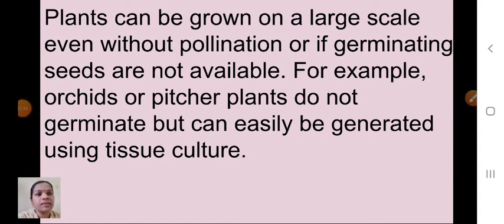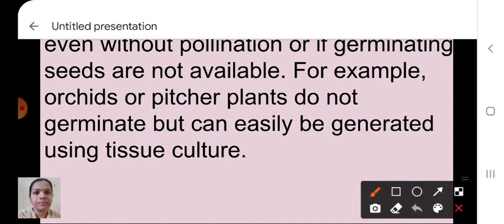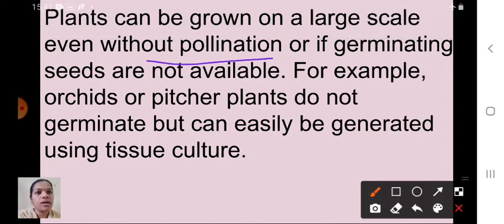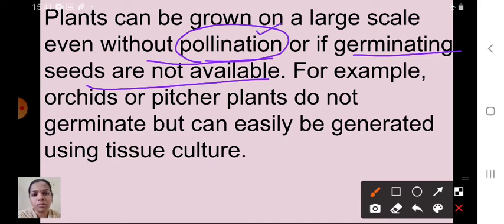So children, see here the next point: plants can be grown on a large scale even without pollination or if germinating seeds are not available. You know that pollination is one of the important processes. For example, orchids or pitcher plants do not germinate easily but can be generated using tissue culture. This is another important thing.